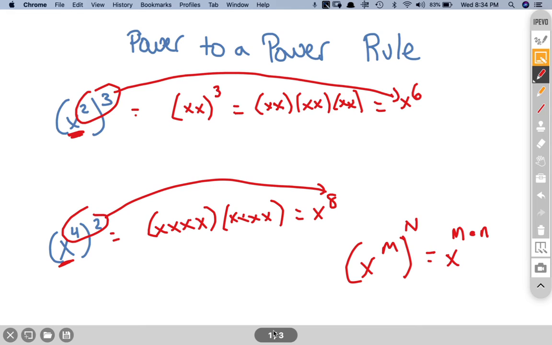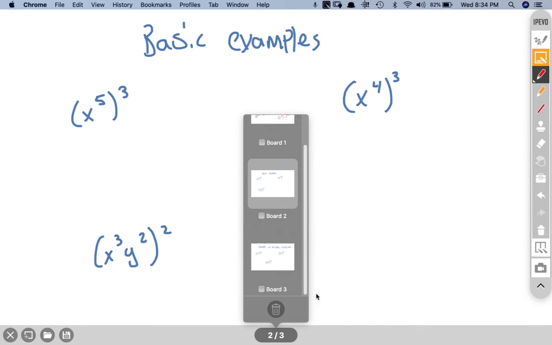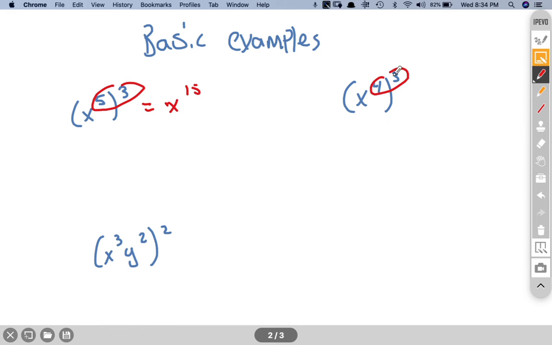So here, let's go to my second board. Okay, so a couple of basic examples. All right, and now I'm just going to use the property just to show you the difference. So if I do 5 times 3, I get 15, x to the 15. 4 times 3 is x to the 12. And then a little bit harder problem because I have x and y's, but let's just do x's first. 3 times 2 is 6 x's. Then 2 times 2 is 4y. Okay, so not too bad.